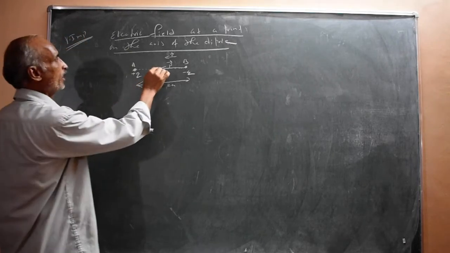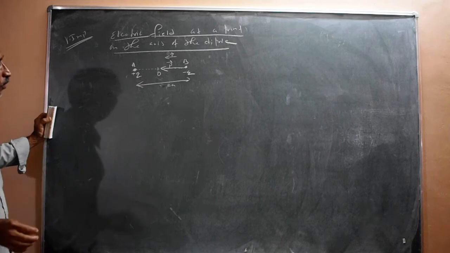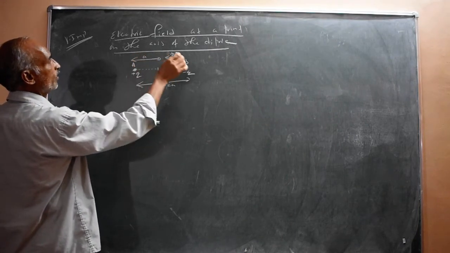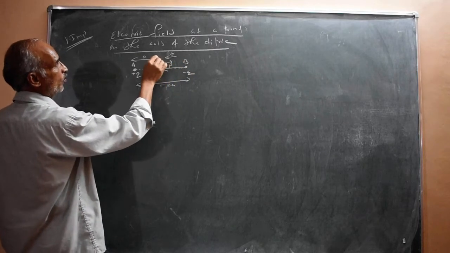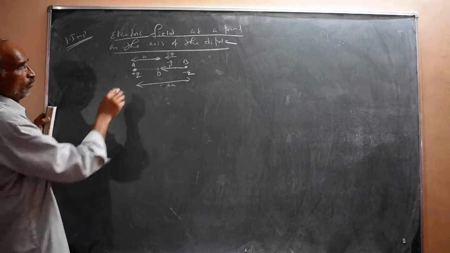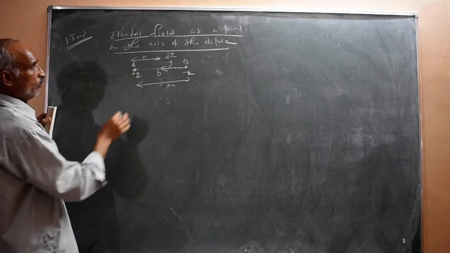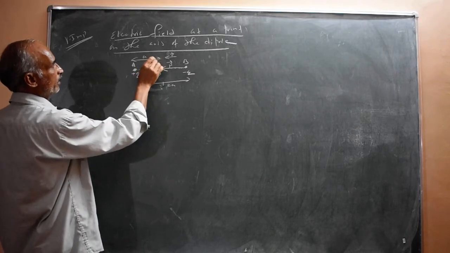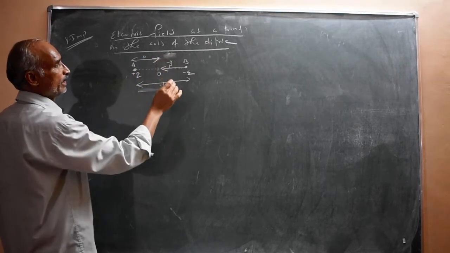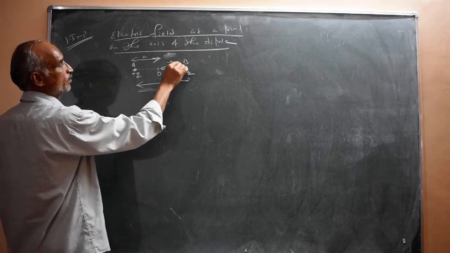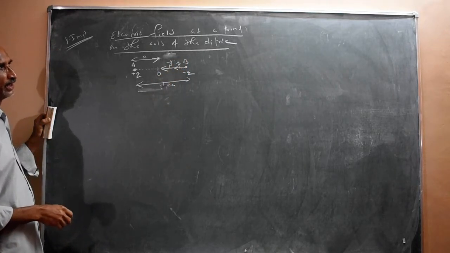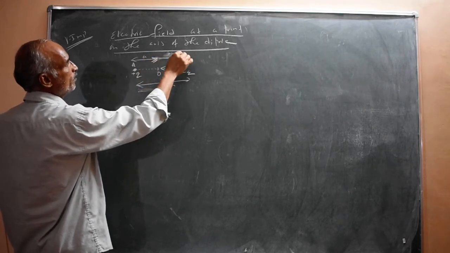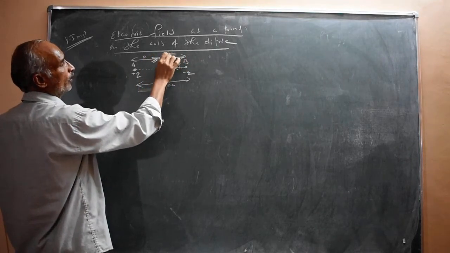Let O be the midpoint of the dipole. Therefore, this length is also a, and even this length is also a. Is it not? O is the midpoint of the dipole. Therefore, 2a is the total length, and this length is a. Here I will mention p cap. This is p cap. That length is a, and this length is also a. OB and OA equal a.